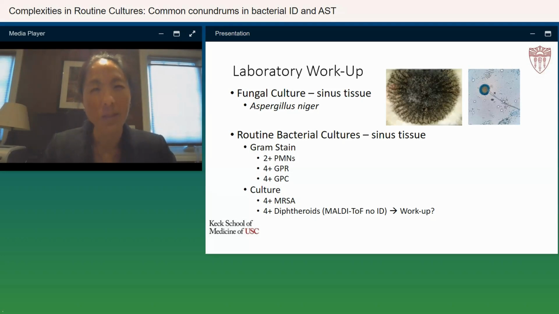And then we had 4+ diphtheroids, these coryneform organisms that on our first attempt at MALDI identification had no identification. And the question on the bench side was, should we continue doing the workup? How far do we go? If we can't identify it, do we want to send it out, et cetera? So that question's kind of hanging up in the air. And let me show you some intervening findings.